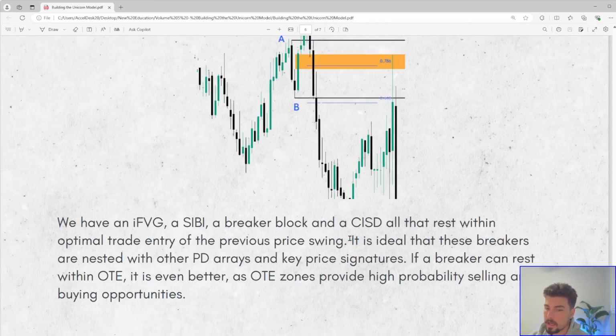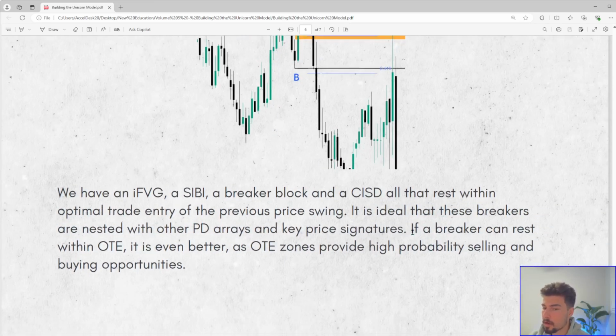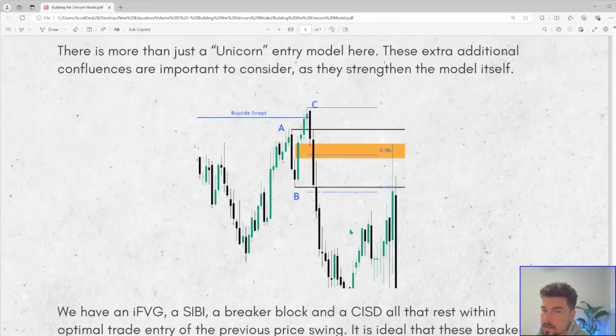And again, it's ideal that the breaker blocks are nested with other PD arrays. We've talked about those PD arrays here. And if a breaker can rest within OTE, it's even better, because as we know, OTE zones provide good selling and good buying points. So this is how you put it together. You don't just simply trade a pattern, oh yeah, I'm looking for this, this, and this. Yes, that's at a base level. Then you put it together and go, okay, what are the confluences there supporting my price action?